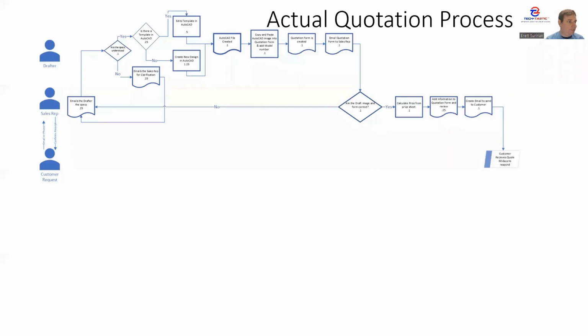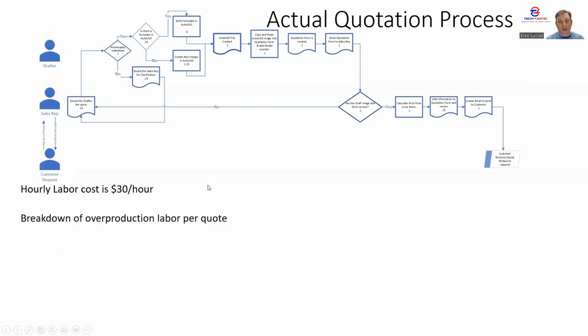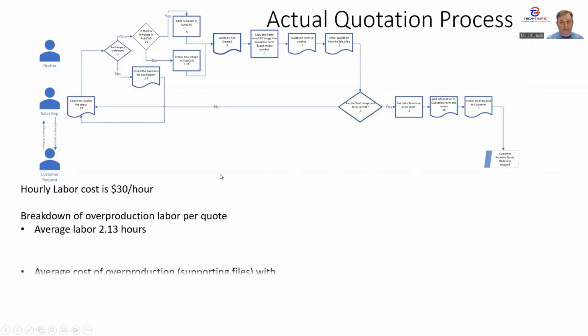So with that, we are going to calculate how much they are actually costing in overproduction with this process. If we assume the hourly labor cost is $30 an hour, we're going to break down the overproduction of labor per quote. So the average labor all the way through with no errors, no rework, is 2.13 hours.